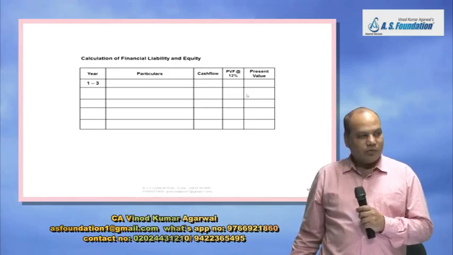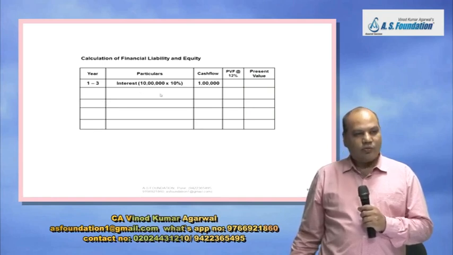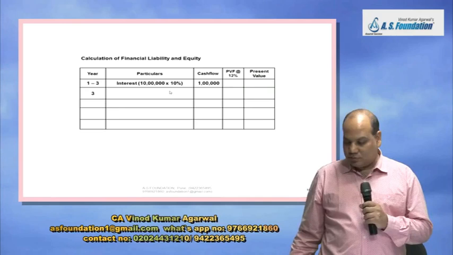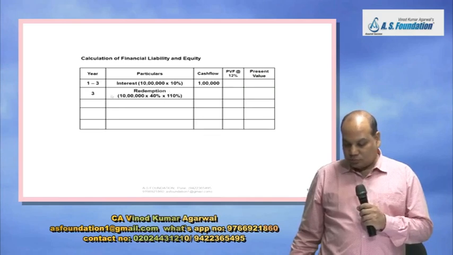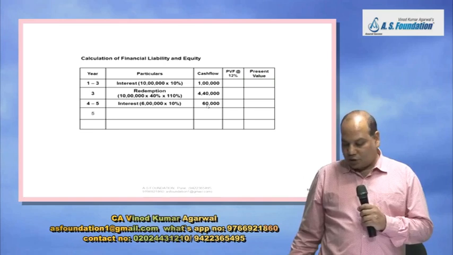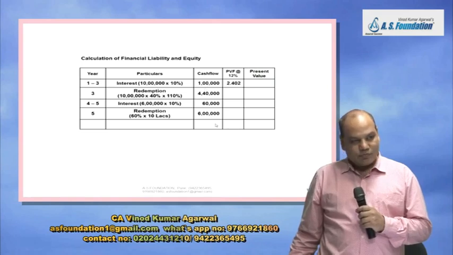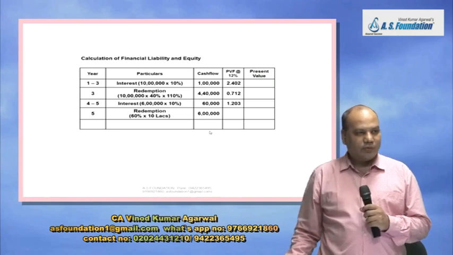So check the answer. Total must be matching with what I have written. First 3 years, interest payment on 10 lakh at 10%. Year 3 redemption 4 lakh 40,000. Years 4 and 5 interest payment 60,000. Year 5 redemption 6 lakh. These are the cash flows. You can write separately, you can write 1-3, 4-5, whatever.